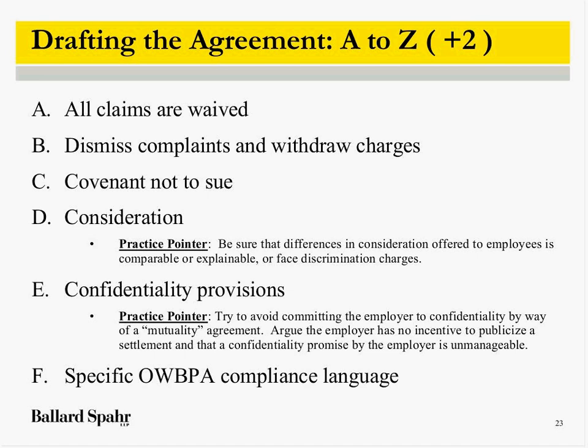Specific OWBPA language: remember to dot the i's and cross the t's. Advise the employee to consult with an attorney in a manner that the employee understands, acknowledge the consideration is adequate, provide 21 or 45 days, and provide 7 days to revoke. Specifically, make sure that the agreement states that it shall not become effective or enforceable until after the revocation period has expired.